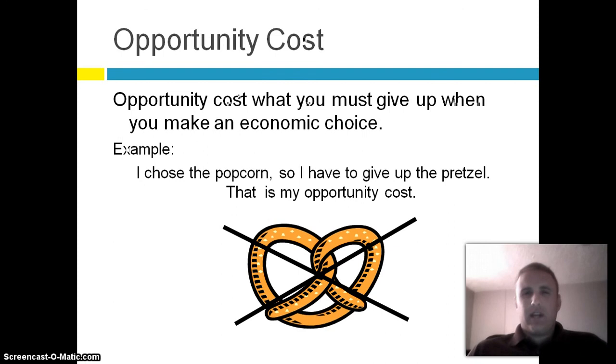So we have this idea of an economic choice, but we also know what's my opportunity cost. An opportunity cost is what you must give up when you make that economic choice.